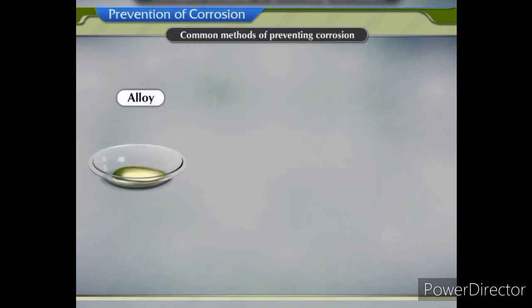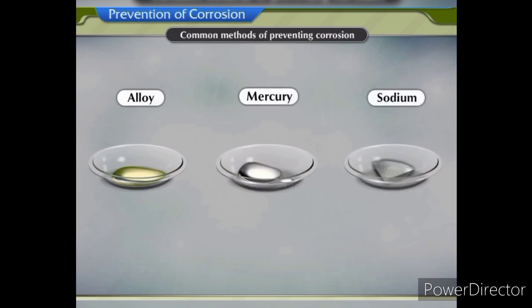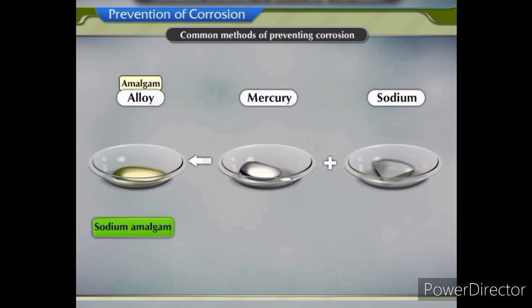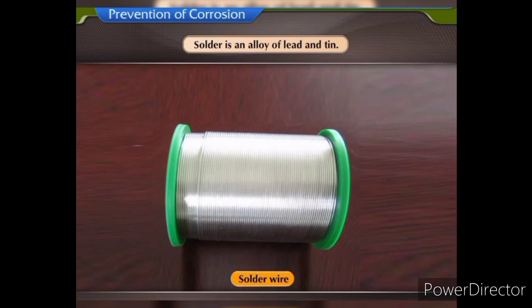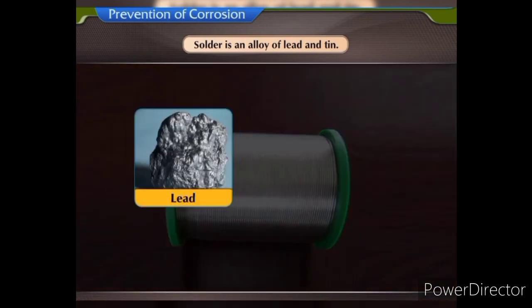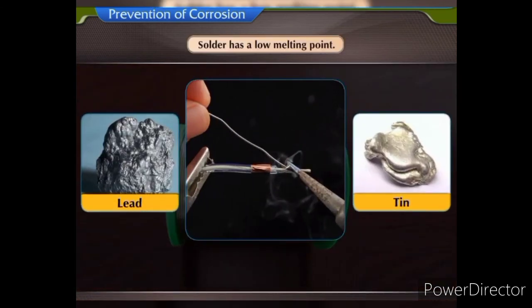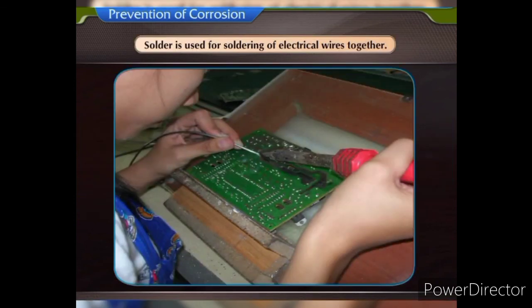If in an alloy one of the metals is mercury, then the alloy is called an amalgam. For example, a solution of sodium metal in mercury metal is called sodium amalgam. Solder is an alloy of lead and tin. Solder has a low melting point, so it is used for soldering of electrical wires together.